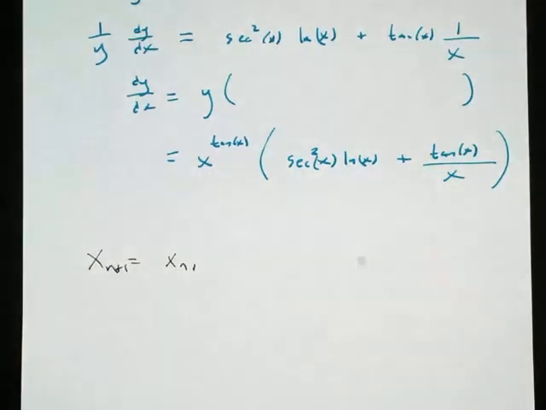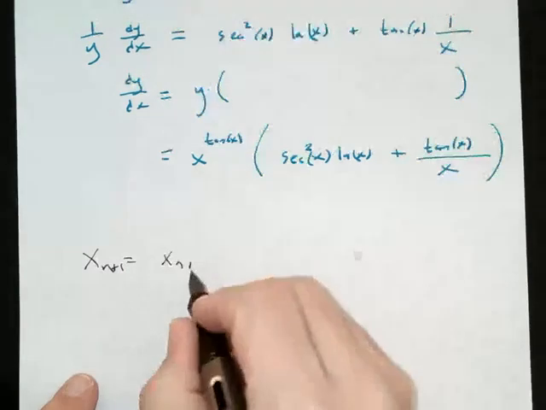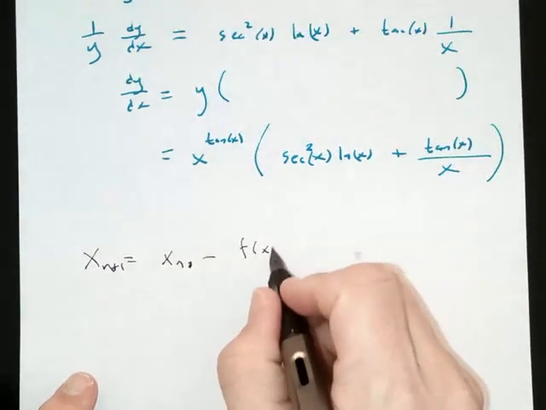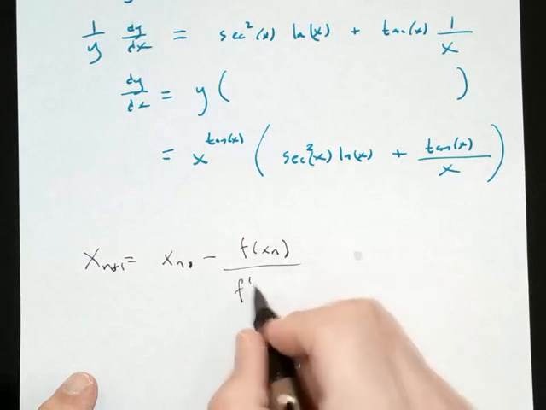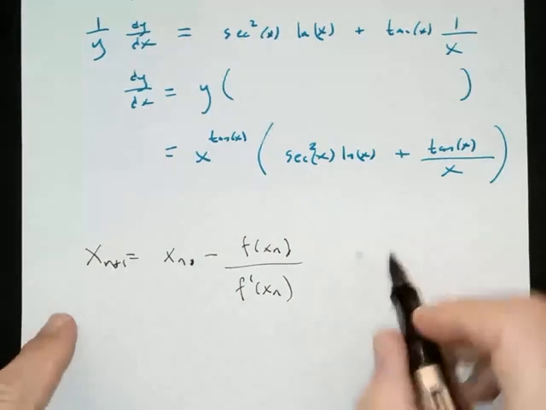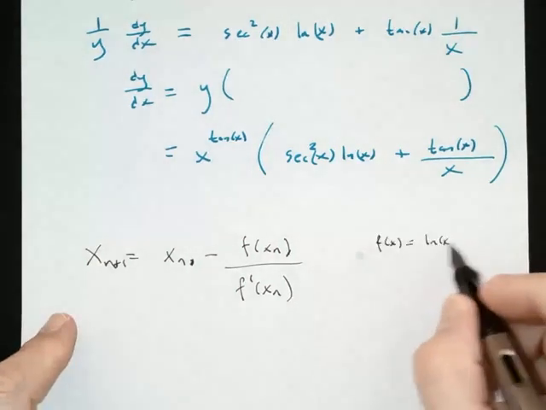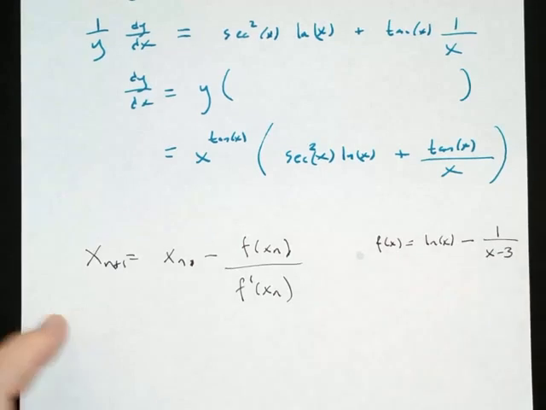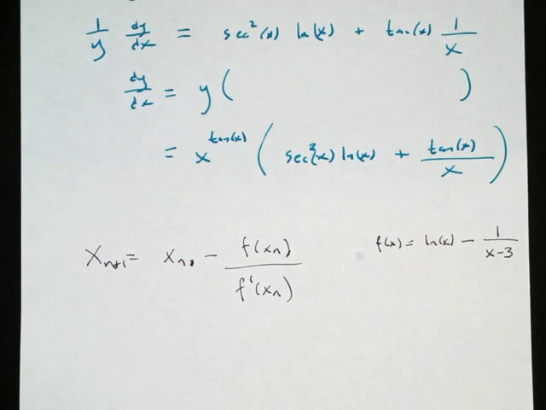x n plus 1 is x n minus, and then it's the function on top and the derivative on the bottom. Remember, this is our linear approximation equation solved for the y value being 0. And the function I am using, because remember, I want to find where these two things intersect, means I want to find where the function's equal to 0. I write f of x is ln of x minus 1 over x minus 3. Or the other way around. You could do it 1 over x minus 3 minus ln of x. It's your call.